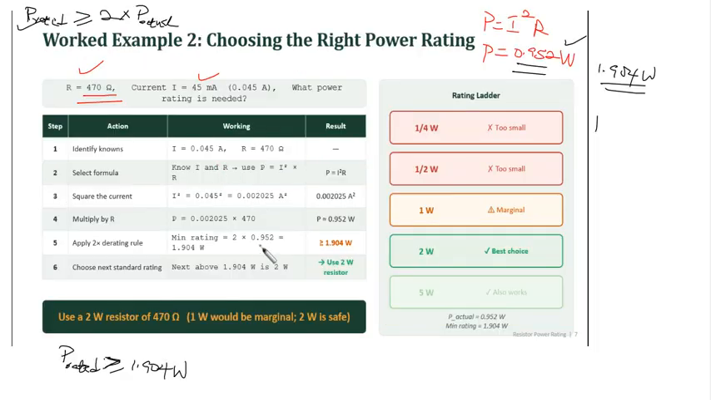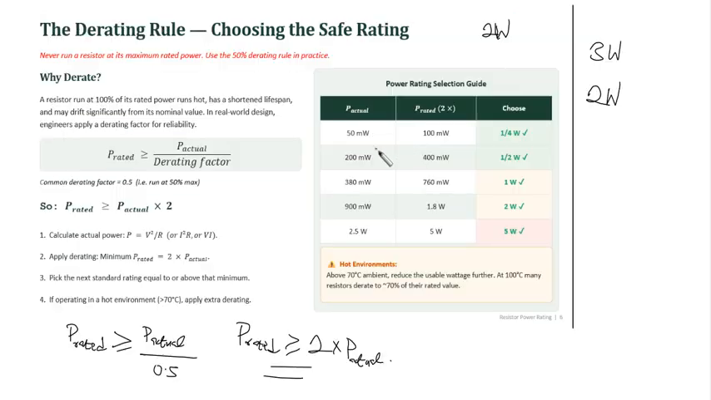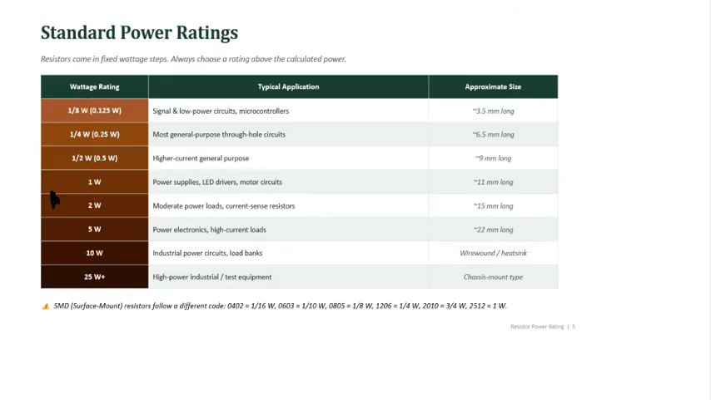So according to this example, the actual power that is consumed is this. In applying the derating rule, the rated power I'm going to choose should be at least 2 times this actual power. And 2 times this actual power is 1.904 watts. So that's what I'm now going to be comparing with my standard table of resistors. I want to compare 1.904 watts on this table.